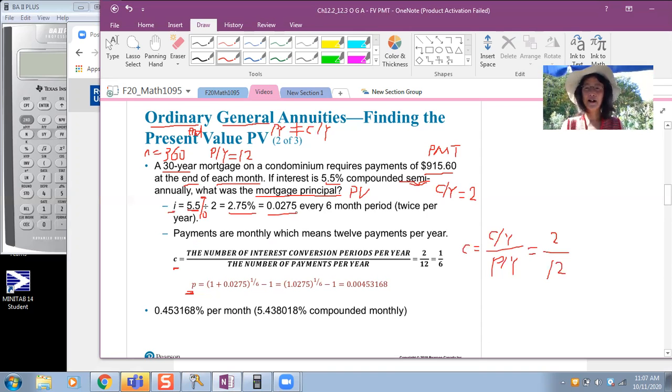Once you identify I, 0.0275, and C is 1 over 6, you can calculate P. P equals 1 plus I raised to power C, minus 1. There is no extra bar here. It is just 1 plus I raised to power C, minus 1. That is P. And the result for P is 0.0045316. So how do you interpret P? P is 0.453168% per month. P is the equivalent rate of interest per payment period.